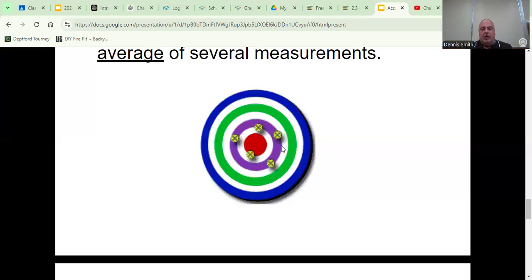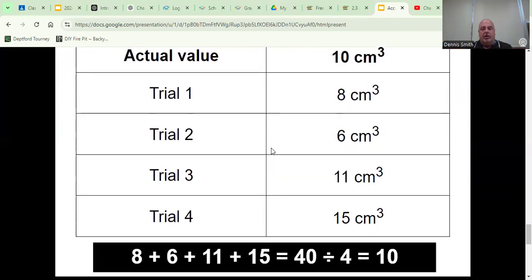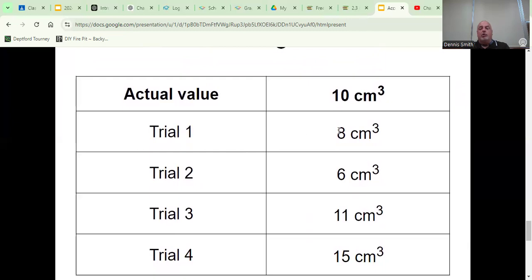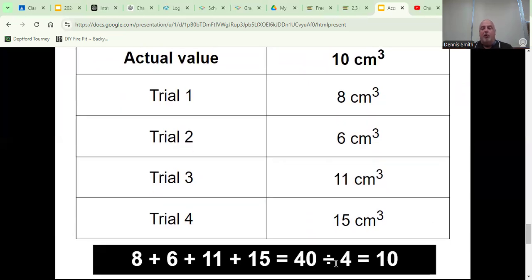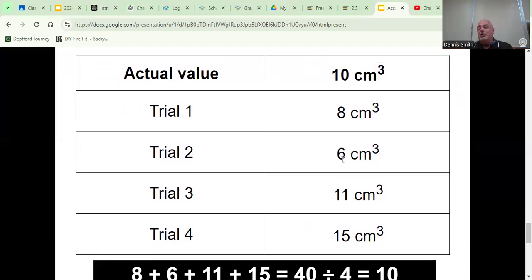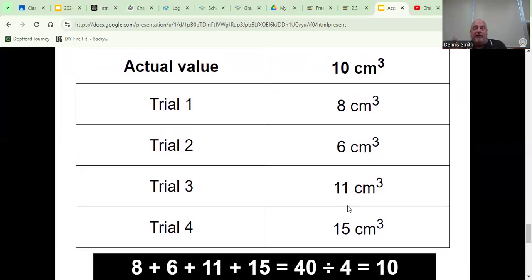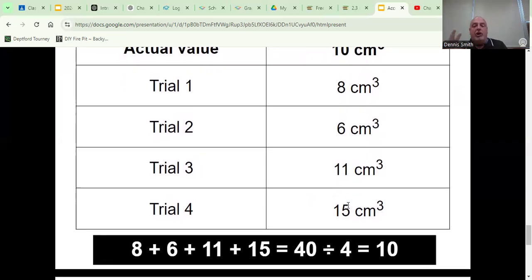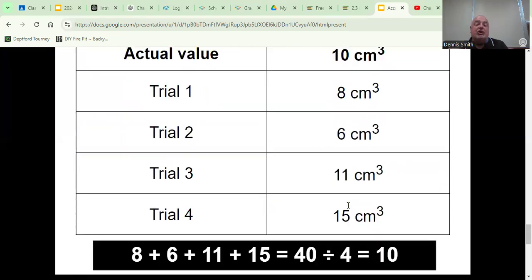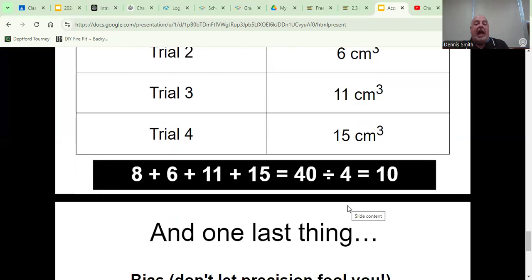So in this case, you have these 4 different trials. Trial 1 came up with 8 centimeters cubed. Trial 2, 6 centimeters cubed. Trial 3 is 11 centimeters cubed. And trial 4 is 15 centimeters cubed. So you have 2 under and 2 over. It could be close. So you add up the numbers. 8 plus 6 is 14. 14 and 11 is 25. 25 and 15 is 40. You have 4 trials. You divide 40 by 4 and you come up with 10 centimeters cubed. So the average of the data would be considered accurate.